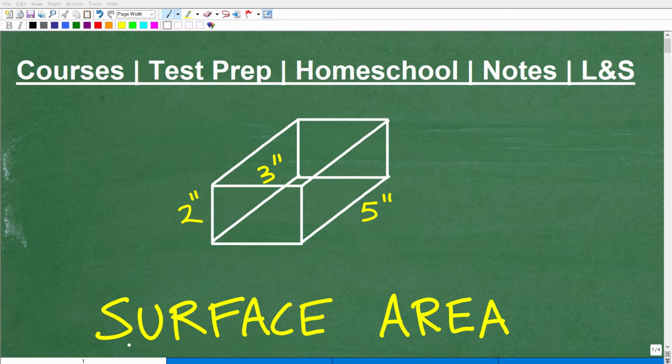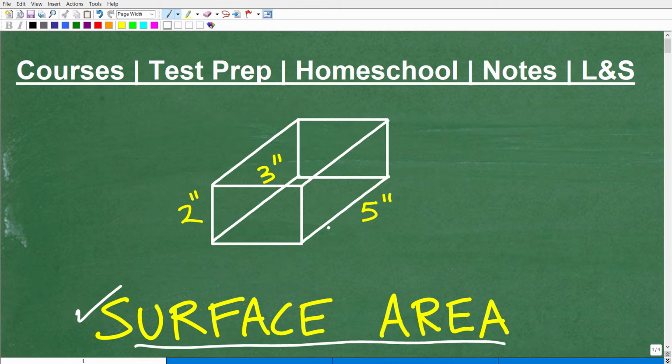Okay, let's go ahead and find the surface area of this rectangular box. And we have something here that kind of looks like a shoe box. And what we want to do, of course, is to find the surface area. So the dimensions of this box are 2 inches high, 3 inches wide, and 5 inches long.